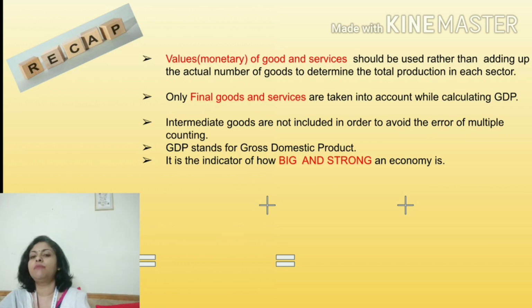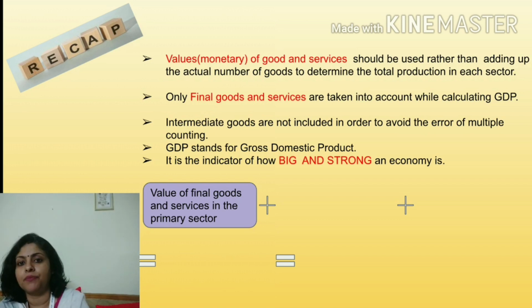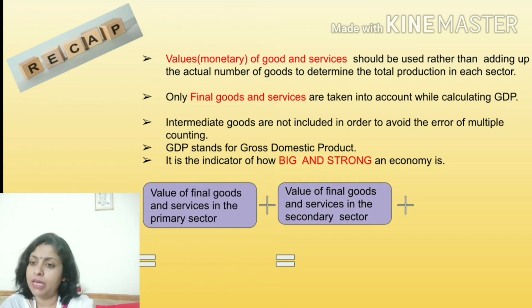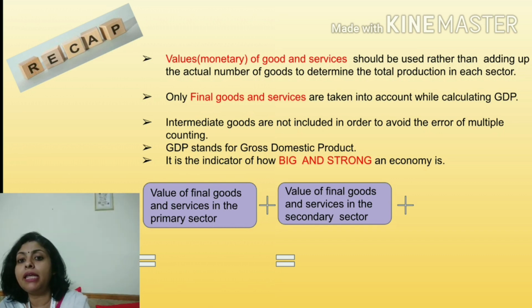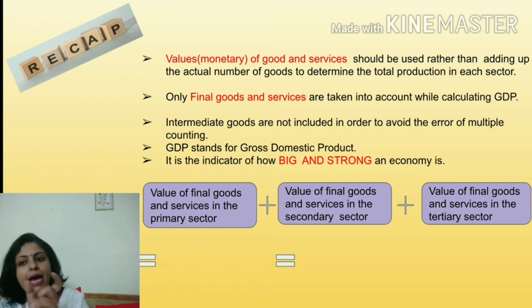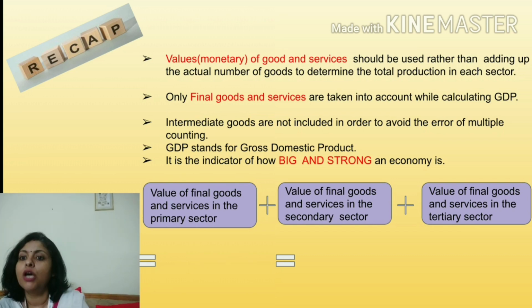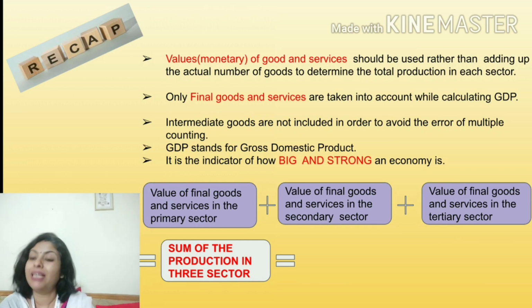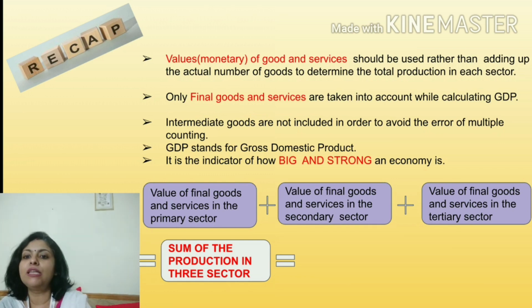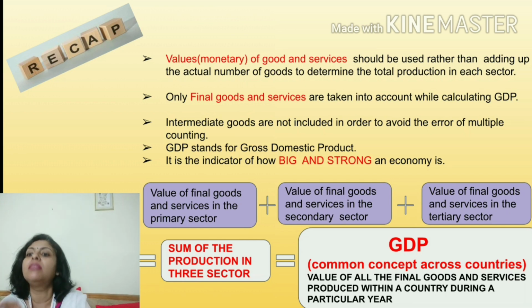Now let's understand the concept of GDP better. To calculate GDP, we first add up the value of the final goods and services in the primary sector. Then we add up the value of the final goods and services in the secondary sector. And finally, we add up the value of the final goods and services in the tertiary sector. When we add the values in all the three sectors, we get the sum of the production in the three sectors, which is commonly known as the GDP. That is gross domestic product, meaning the total production happening in the country.